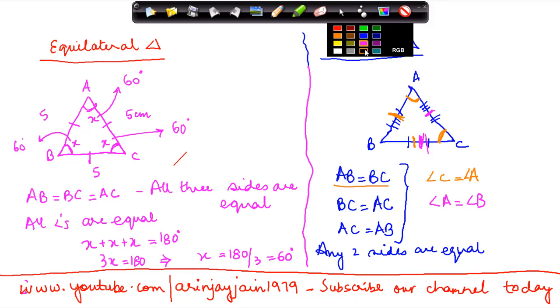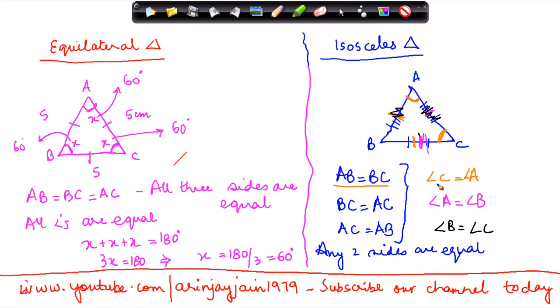Yet again, let me take another different color, this time maybe a black. If suppose this side is equal to this side, then you have angle B is equal to angle C. So in an isosceles triangle, the angles opposite to equal sides are also equal. So this is the property of an isosceles triangle.